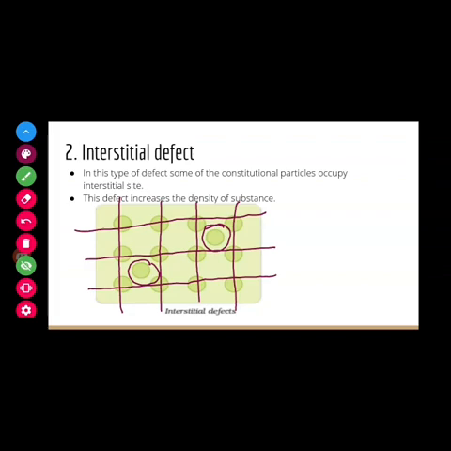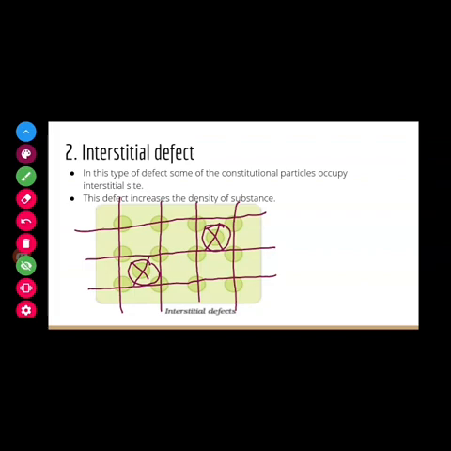If a particle is occupying an interstitial site, these are extra particles, so this type of defect is known as interstitial defect. So what do you think? How does it affect density? Does the density decrease or increase?